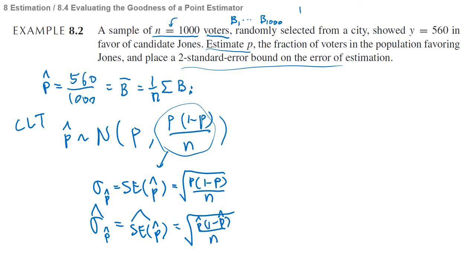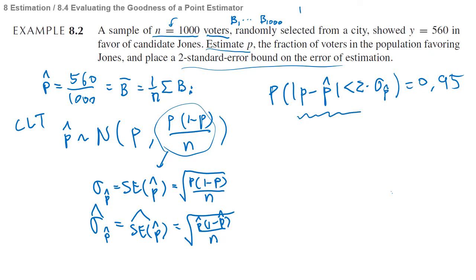Okay, and what would be the probability for the two standard error bound? The probability that p minus p hat is inside the two standard error bound is about 95% from the normal distribution. And if we calculate this, then we will get the two standard error bound.